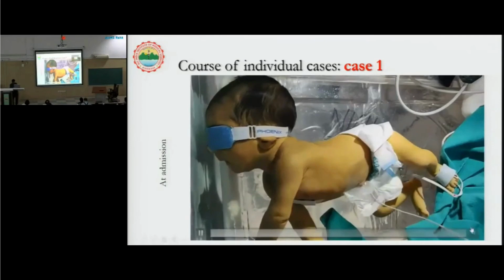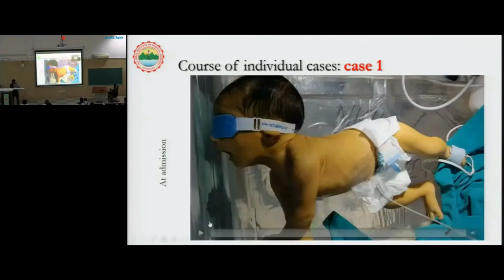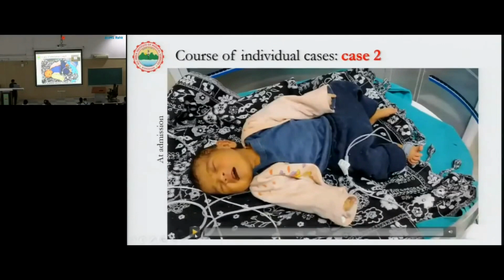Then talking about tone, there is a definite retrocollis or arching of the neck at this moment, along with arching of the back, which is also known as opisthotonus posturing. And we can also notice bicycling and paddling type of stereotypic movements. So overall, this child will be given a score of 7, which indicates a severe acute bilirubin encephalopathy. So this was the condition of the baby at admission.